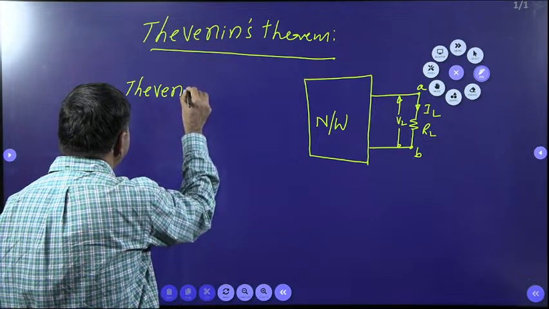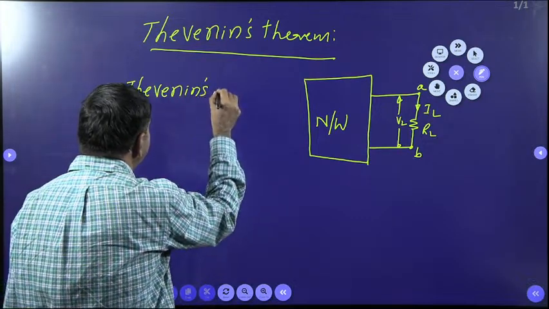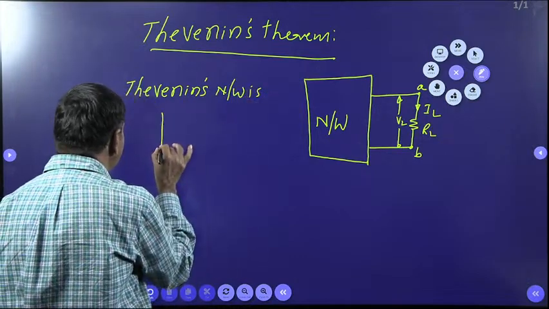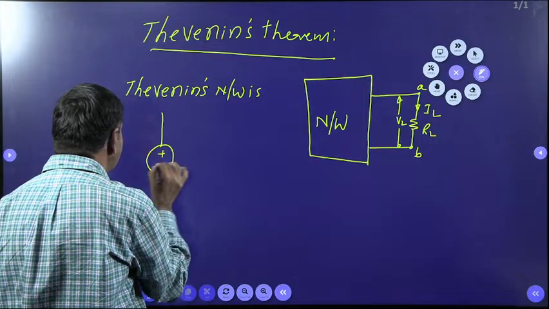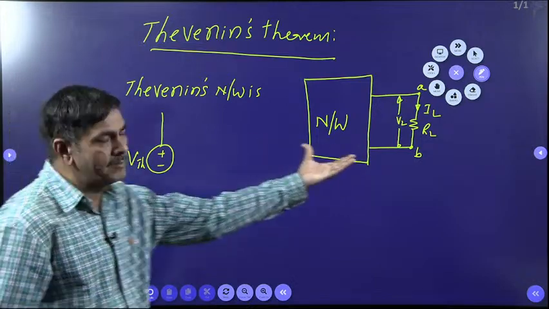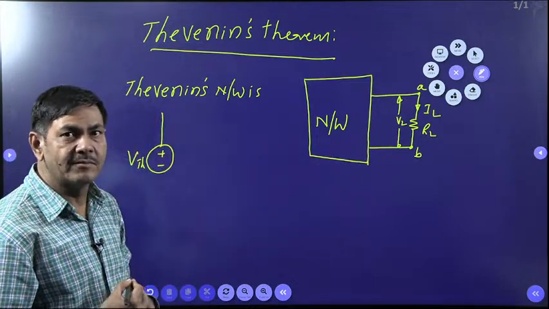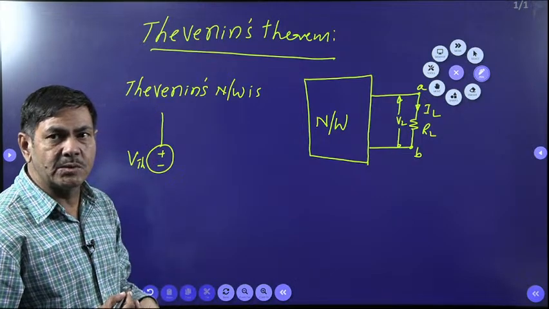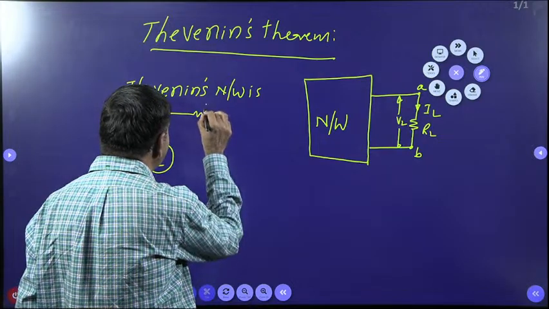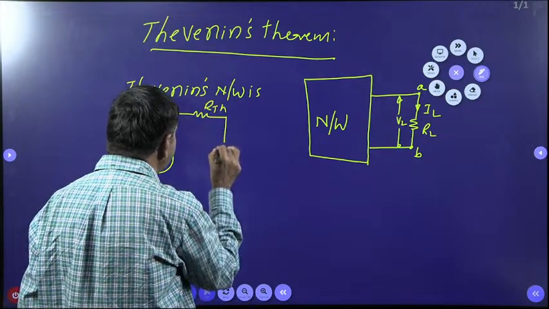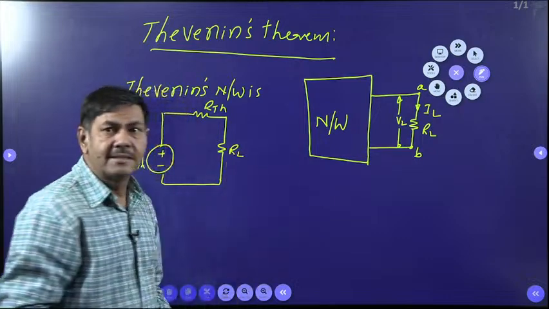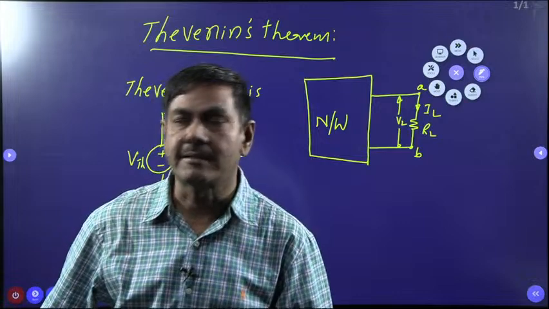From the Thevenin network, you must get one voltage source. That voltage source is nothing but VTH. From this network, you must get the Thevenin equivalent voltage. And also, you must draw the Thevenin resistance, and you must connect a load. These three are more and more important.